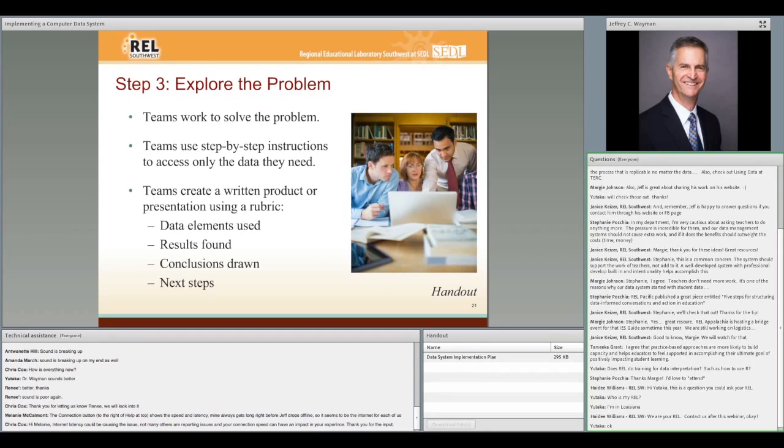The element where they create a written product, in the next step, I'll talk about how that works to deal with information flow between schools. So I guess let's go ahead and move on to that right now.